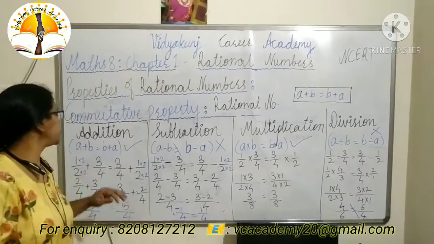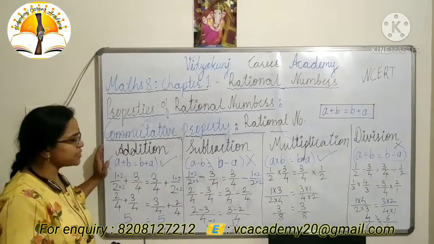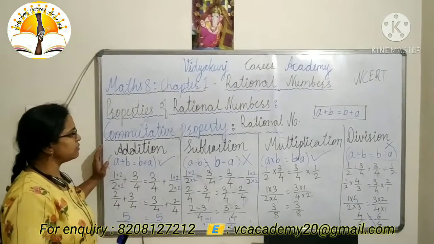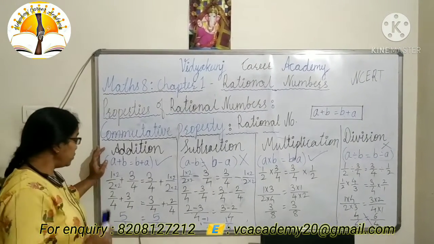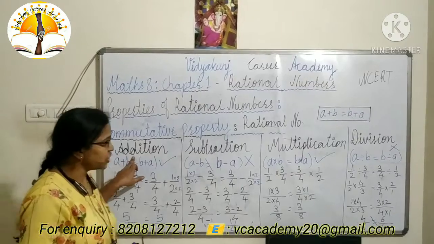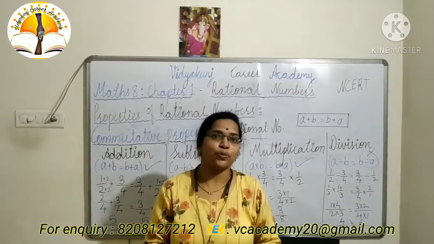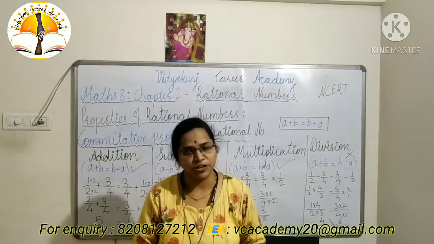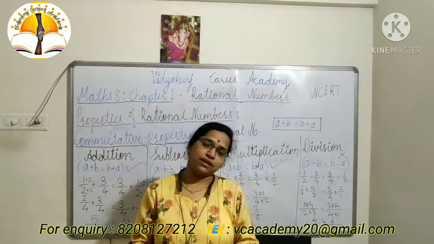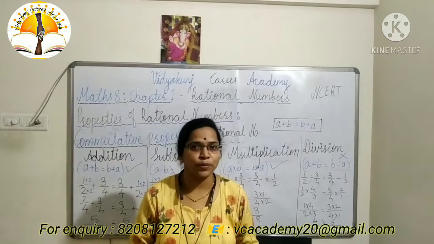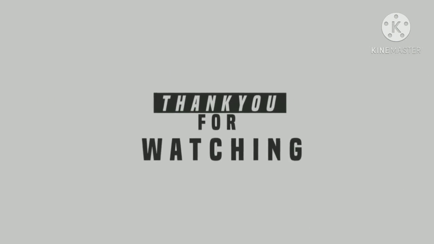I hope you understood which numbers are commutative. Rational numbers are commutative under addition and multiplication. I hope you understood commutative property on rational number. We will see in another video with another property of rational number. Thank you.